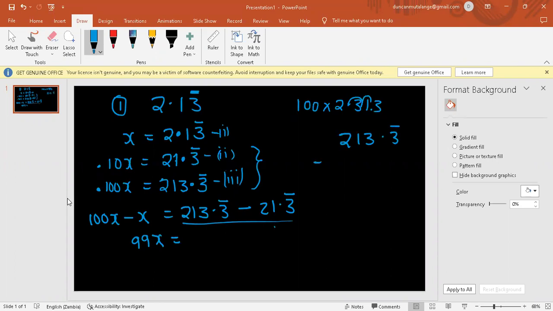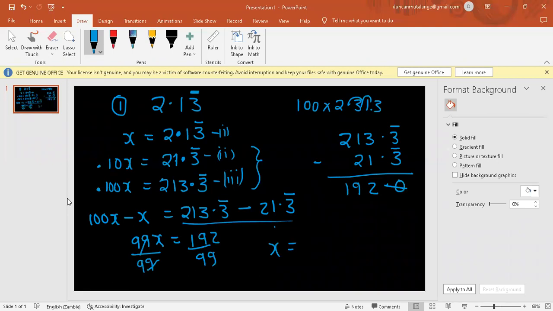213.3 bar minus 21.3 bar, isn't it? So to do this mathematics, you know that this and this will cancel, isn't it? So this is just 0 here. Then you can say 0.3 minus 1 is just 2. Then here we have 21 minus 3, which is 19, isn't it? So we're just going to have 192 because this 0.0 means nothing. So this is just the same as having 192. Then we're going to divide both sides by 99. So our x therefore is equal to 192 divided by 99.